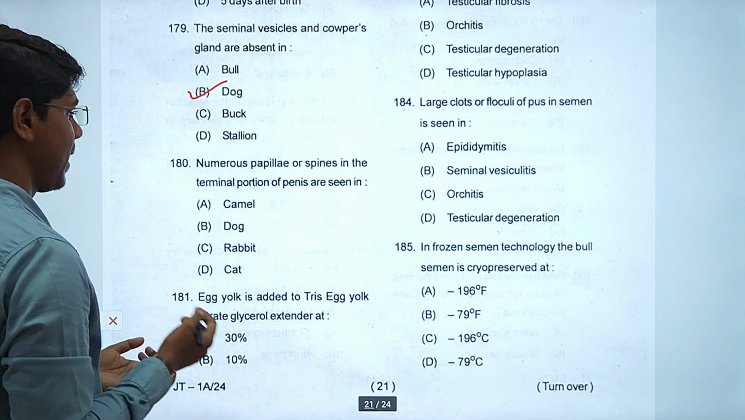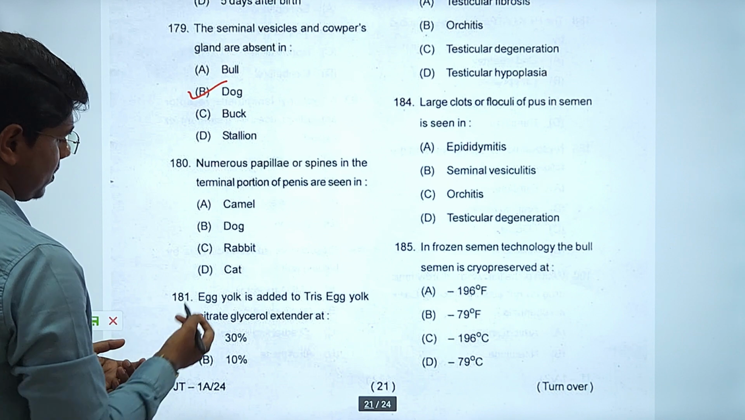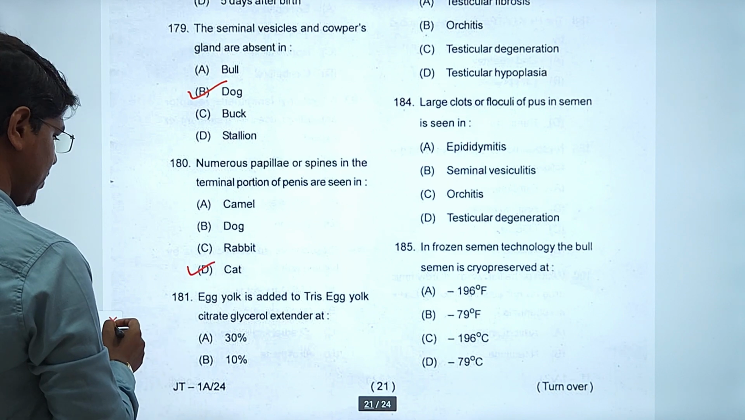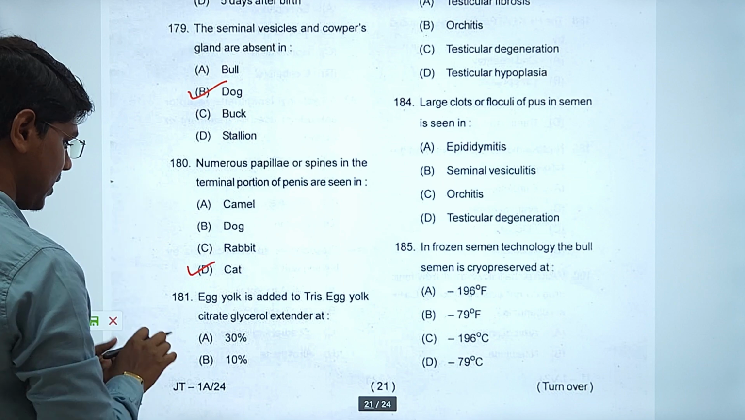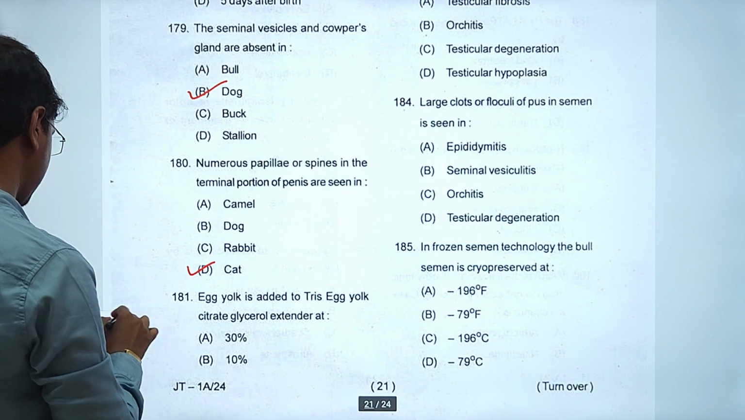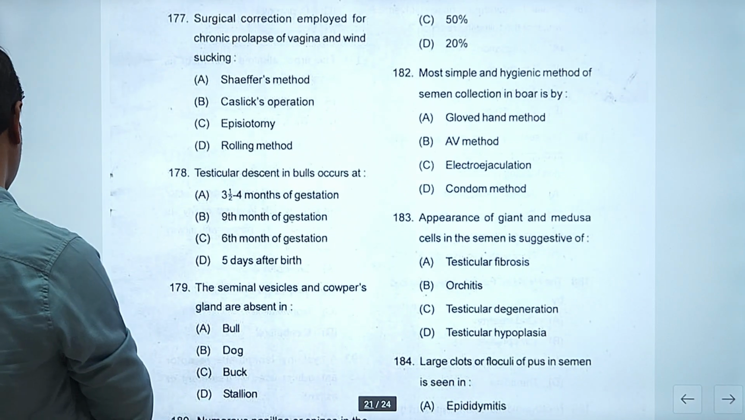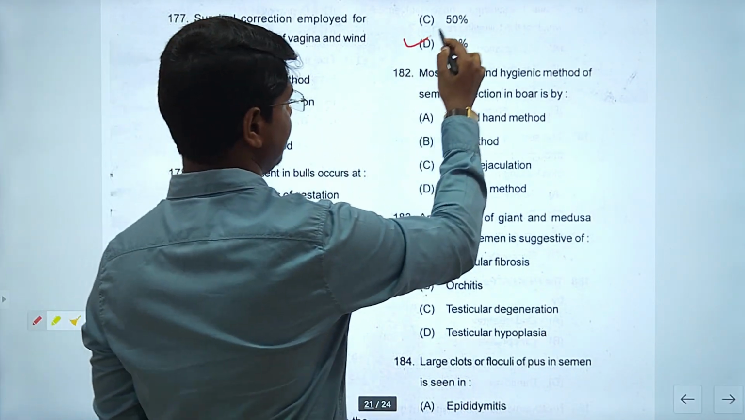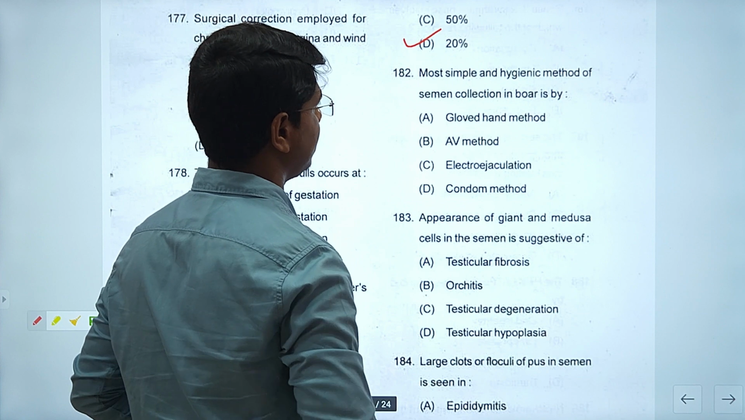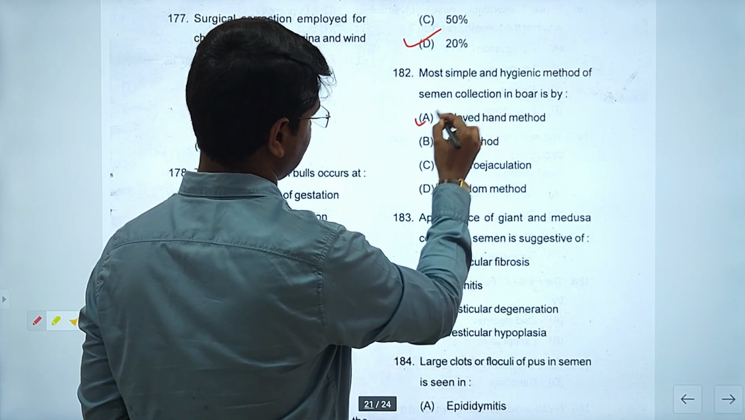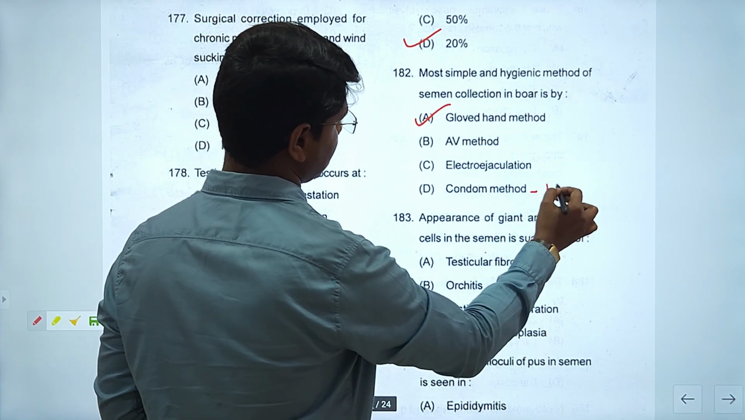Numerous papillae or spines in the terminal portion of penis. Common question, cat. Egg yolk is added to twice yolk citrate glycerol extender at the rate of 20%. Answer is 20%. Most simple and hygienic method of semen collection in boar is by gloved hand method. Condom method is used in case of horse.